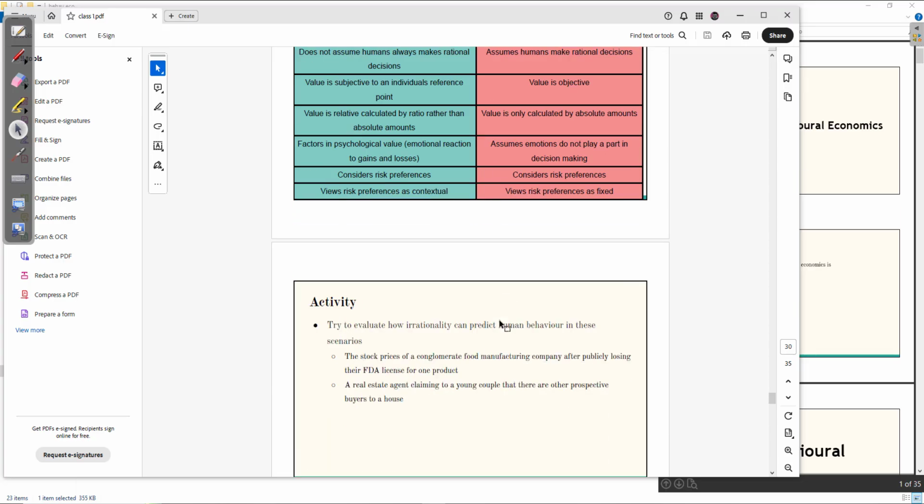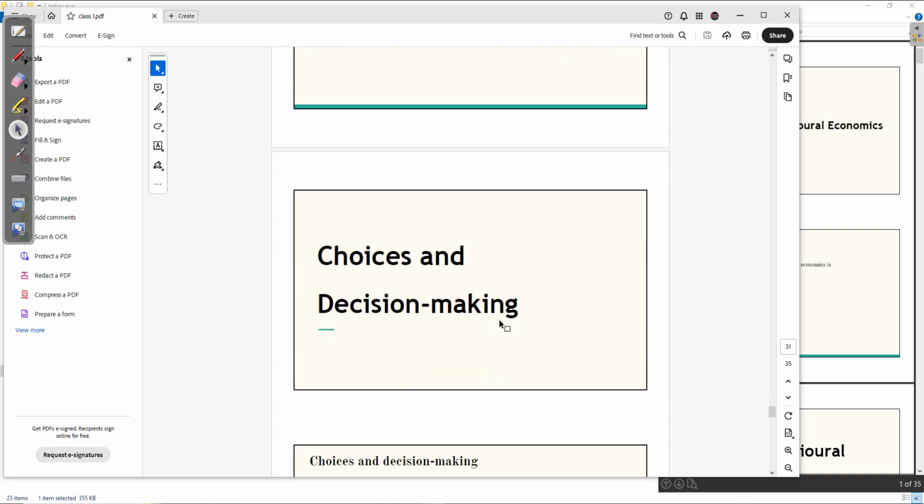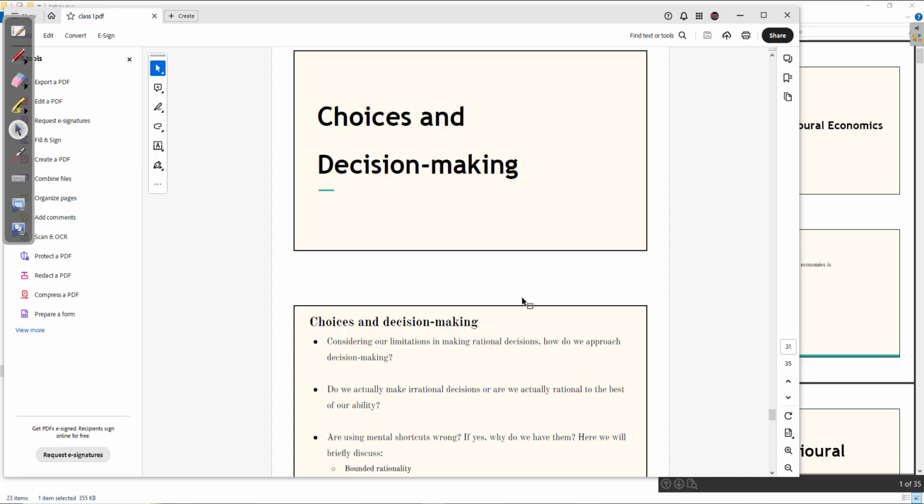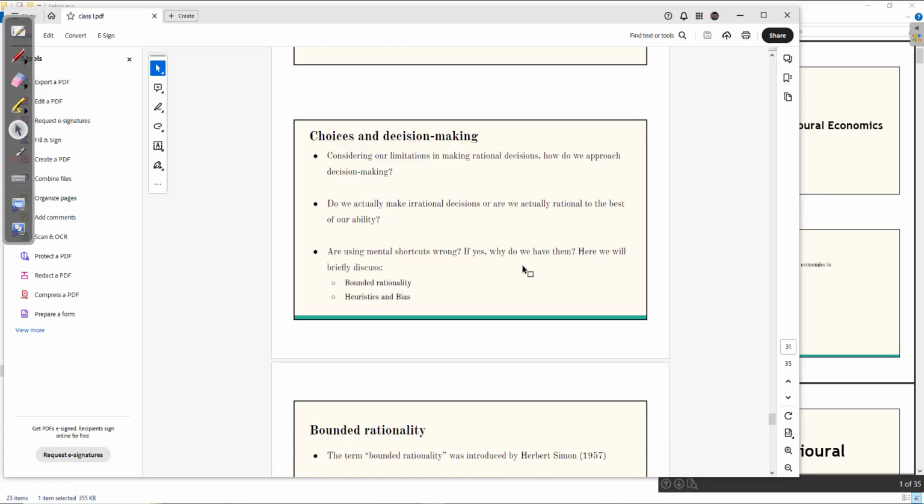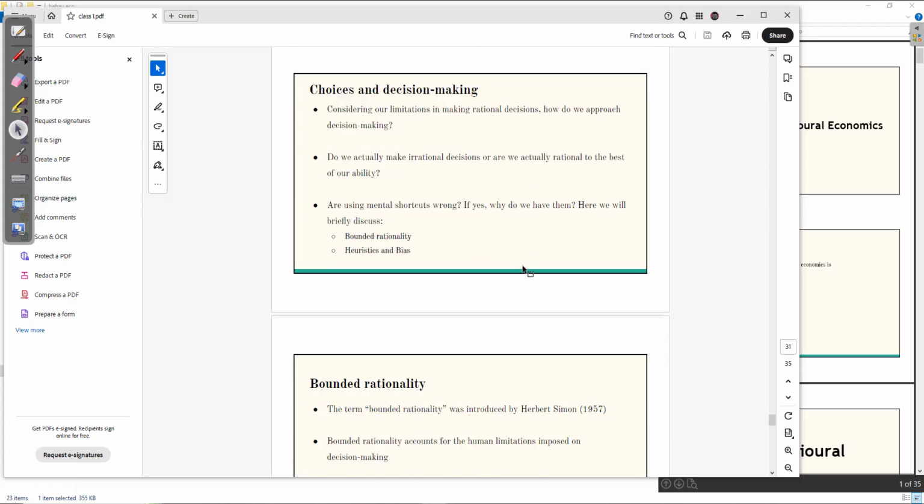So with this, we will be starting this topic of choices and decision making. Obviously, choices and decision making are the most important part in economics and behavioral economics also, and you look at these things differently in both these subjects. Considering our limitations in making rational decisions, how do we approach decision making? Do we actually make irrational decisions, or are we actually rational to the best of our ability?